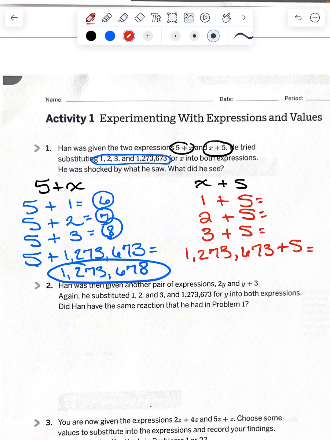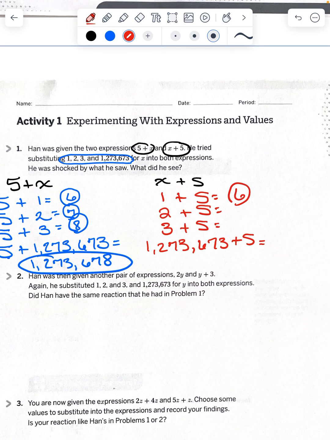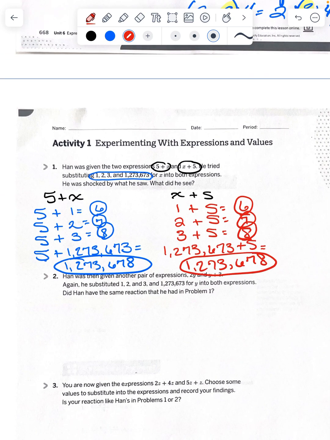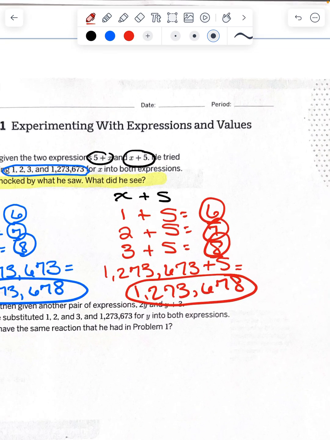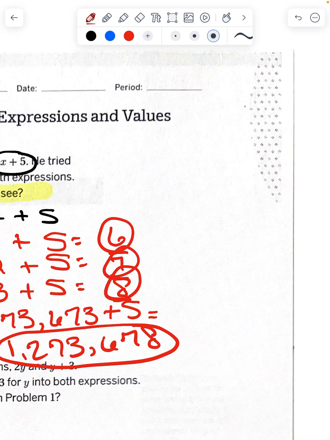Okay, on the right side, when I add 1 and 5, I'm going to get 6, 2 and 5 is 7, 3 and 5 is 8, and then this number would be 1,273,678 again, okay? So if we go back up here, it says he was shocked by what he saw. What did he see? Obviously, that it does not matter what value is substituted in for x. The sums are equal regardless of the order.